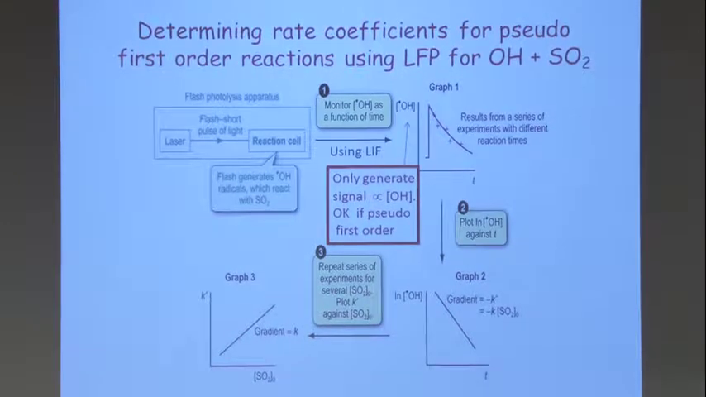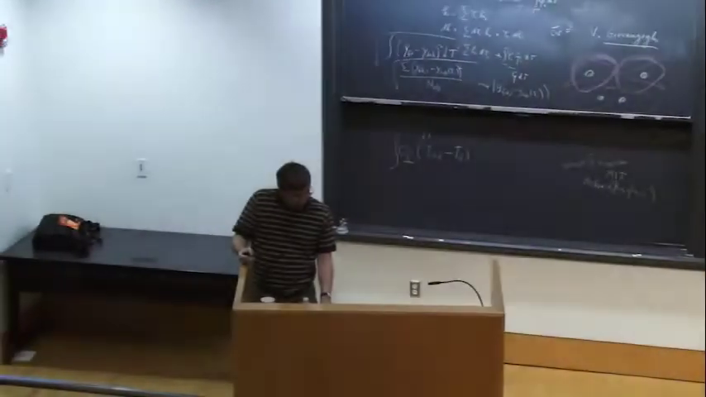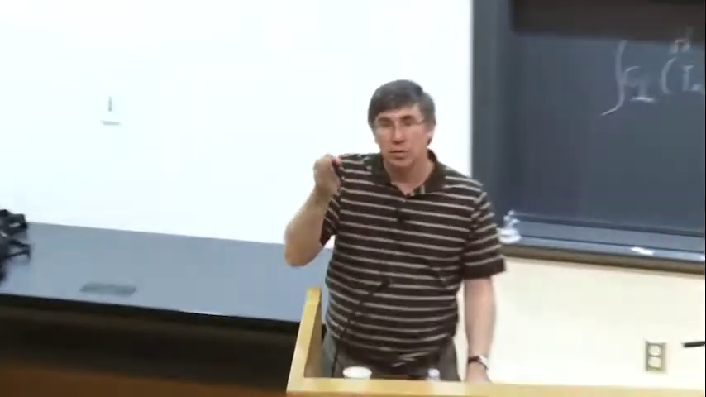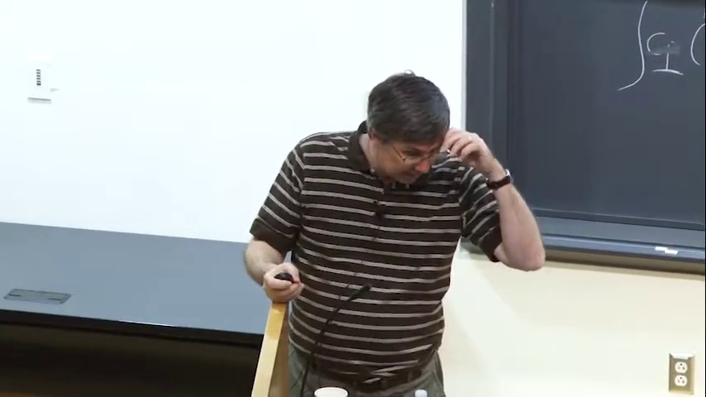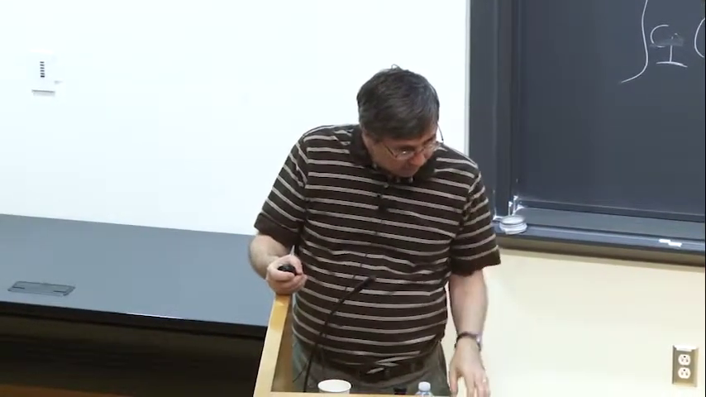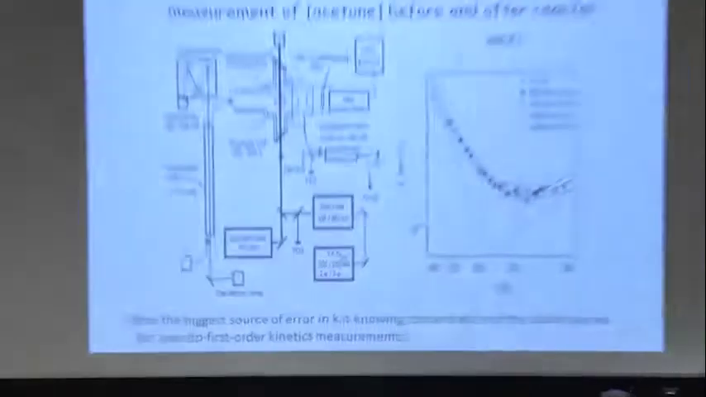So that's how you do pseudo first order. And I never needed to know exactly how much OH I had. All I needed to know is how much fluorescence I get in my detector. Not even absolute, I just need the relative amount. This is an example of OH reacting with acetylene, the same technique. Very, very popular technique. And you do it for a lot of different temperatures.